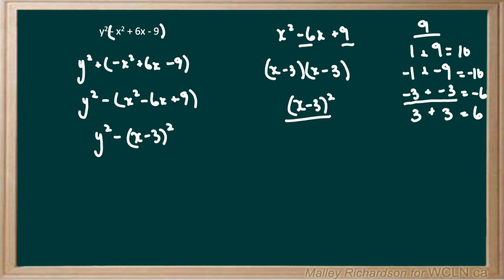Now if we can recognize this, we can see that we have perfect squares. We have a y squared and we have an x minus 3 all squared, and we're subtracting these two terms. So that means we can apply our perfect squares method. So again, we're going to have two brackets. The first term of the bracket is the square root of our first term. So we have y in each bracket, and then one bracket's going to be plus, and the next bracket's going to be minus. And our second term of each bracket is going to be the square root of x minus 3 squared. So that would just be x minus 3.